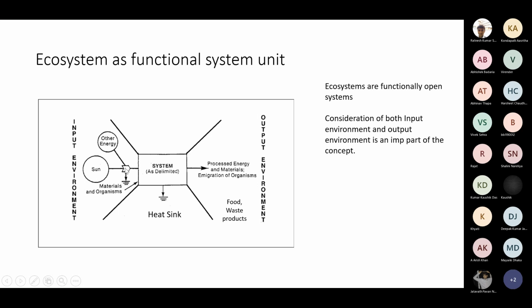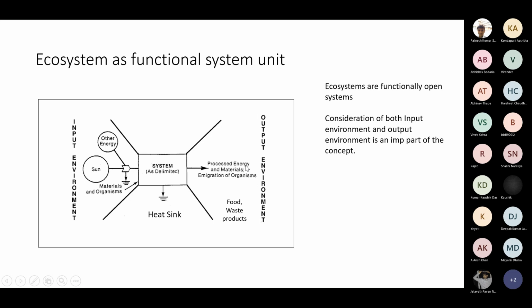For example, you could have a coastal ecosystem where wind energy also enters into the system. Or you could have some other form of energy entering into the system. But that is extremely important. Energy has to enter, materials and other organisms have to enter into an ecosystem. And there is a definite output. That is, for example, processed energy.